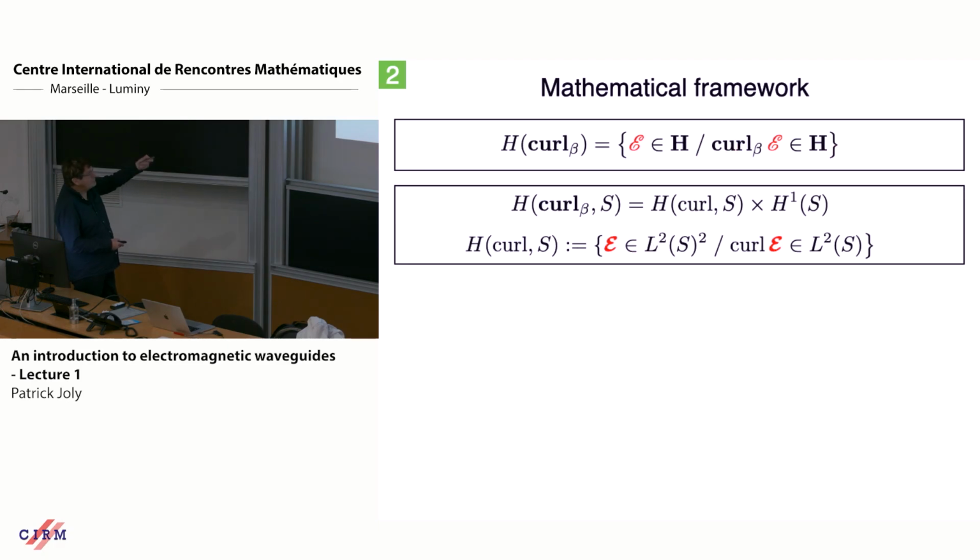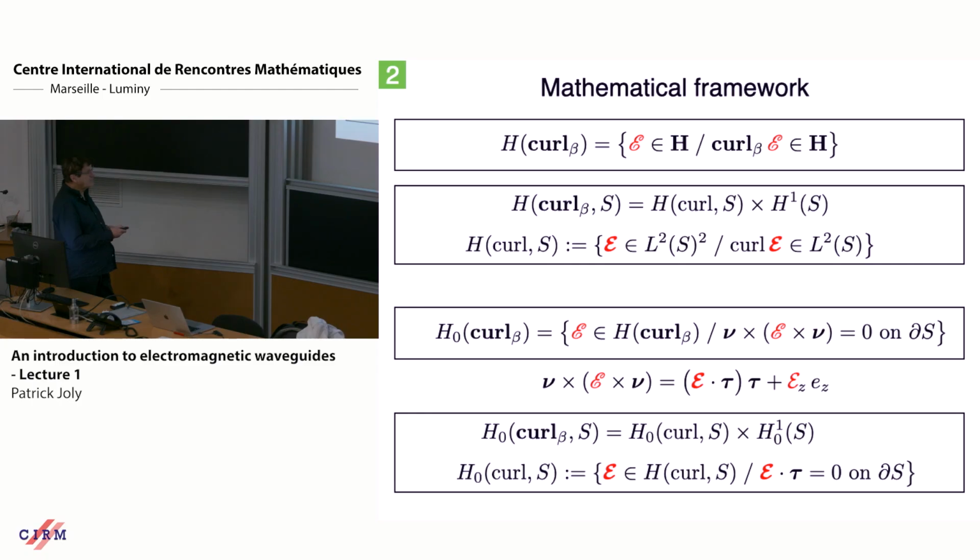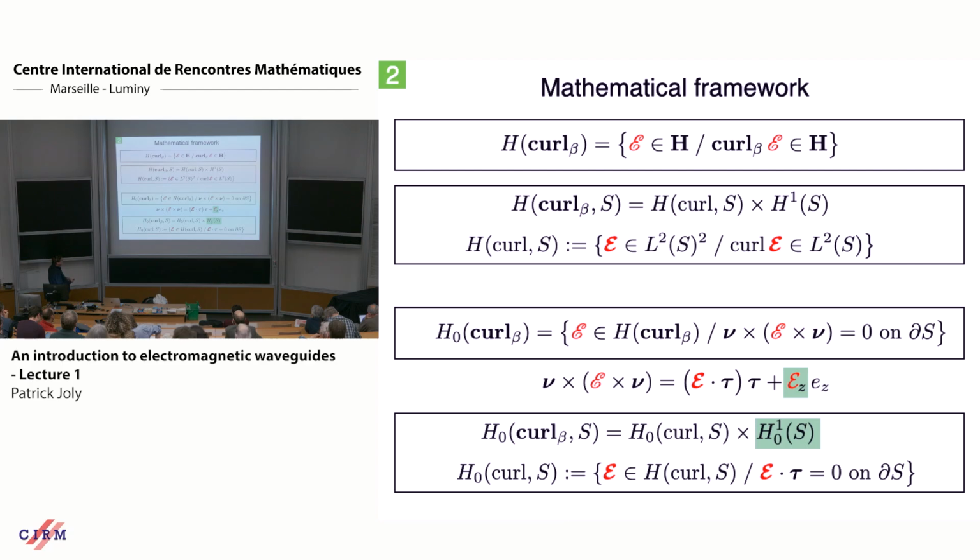And if you want to add the boundary conditions, you have to work with the space H0 curl beta, the subspace that satisfies the boundary condition. And because this trace is like that, it corresponds to taking the product of H0 curl times H1 0. It is H1 0 for EZ because EZ must be 0 on the boundary. And it's H0 curl for the bold E because E tau is equal to 0.